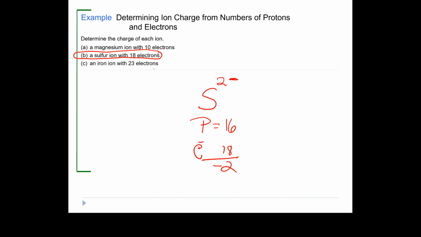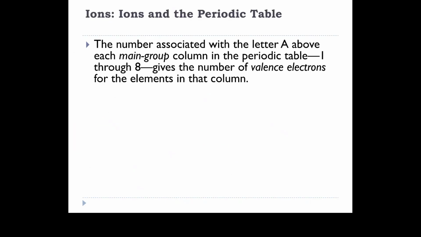All right, how about iron with 23? So we need to look up iron. Iron symbol is Fe. 26 protons, 23 electrons. And so what is the difference here? That's 3. So how do I write that on the iron? That's right, 3 plus. So there's something called valence electrons.